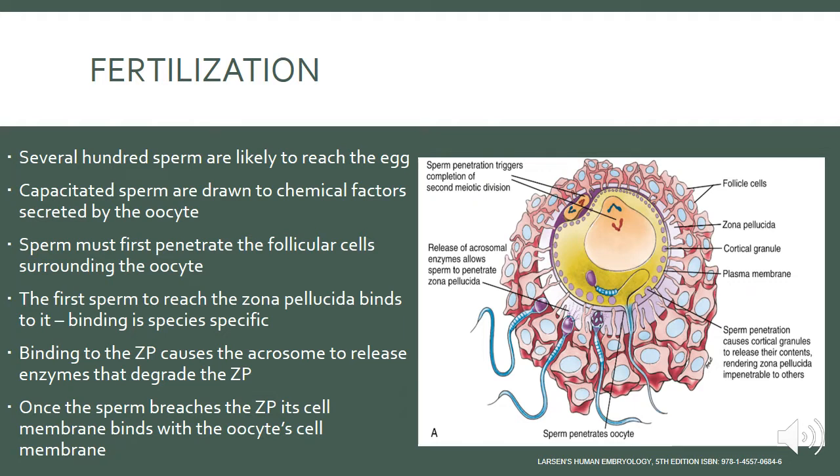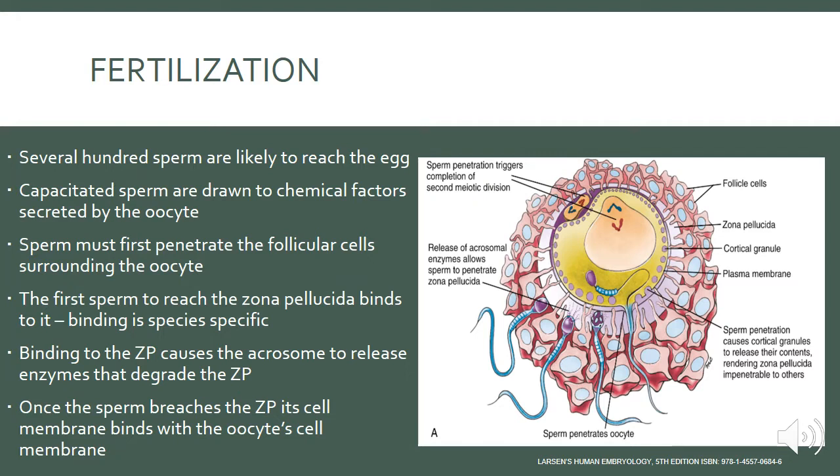Now, the first step for a sperm who has reached the egg is to get through the follicle that surrounds the oocyte, and then when it reaches the zona pellucida, there are factors there that allow it to bind to the surface of the zona pellucida, and that binding is actually species specific, which is the reason that a horse sperm can't fertilize a cow egg. But once the sperm has bound to the zona pellucida, the acrosome then releases those enzymes, which allow the sperm to burrow into the zona pellucida, degrading it, and then to enter into where the oocyte is.